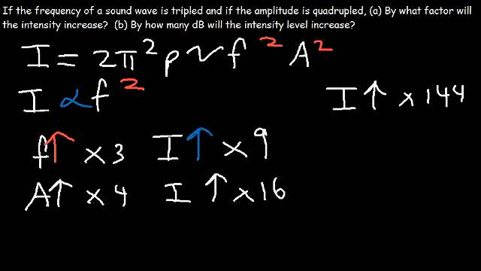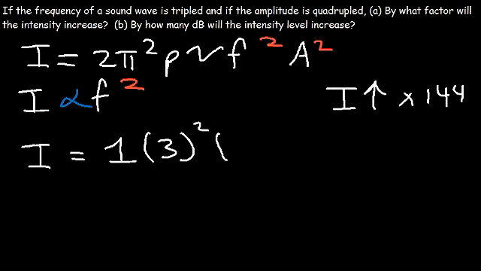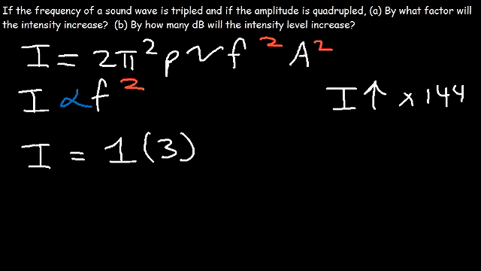Another way to get the same answer is to simply plug in the numbers into the equation. Everything that is held constant, which is this portion of the equation, replace it with a 1. So it's going to be 1 times 3 squared, because the frequency was tripled, times 4 squared. So that's going to be 9 times 16, which is 144. So that's the answer to part A. The intensity increases by 144.